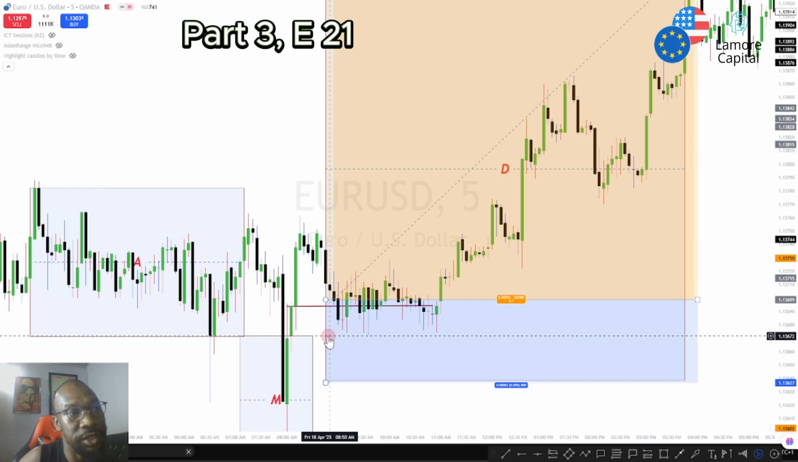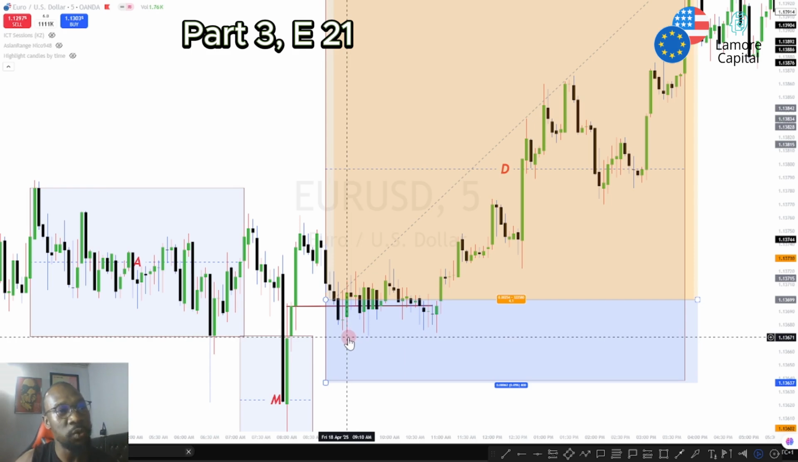Can you see all the wicks? All the wicks did not touch the zone. It didn't get to this particular zone anymore. Can you see? All the wicks were just respecting that particular zone. They were respecting it. So what happened?